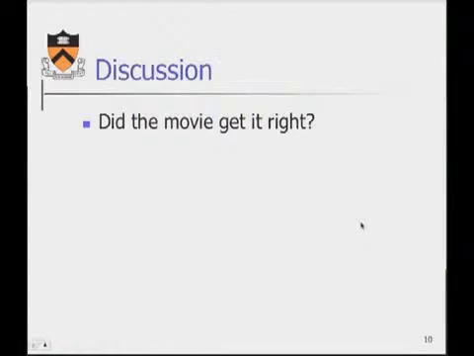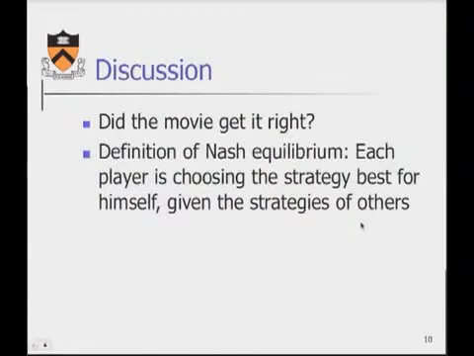What is the definition of Nash equilibrium? The definition is that each player in the game is following whatever strategy is best for himself, given the strategies of all the others. It's a configuration of strategies so that no player can gain by being the only deviator from it.